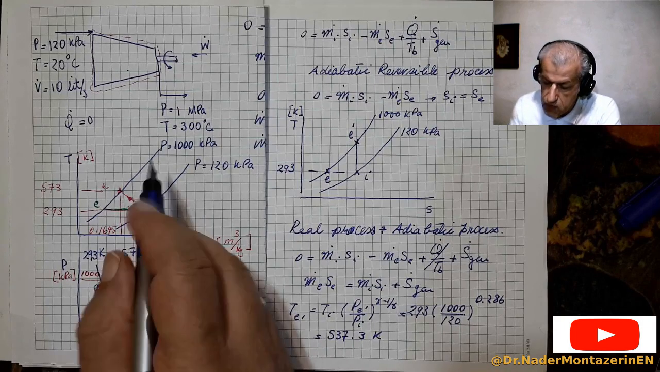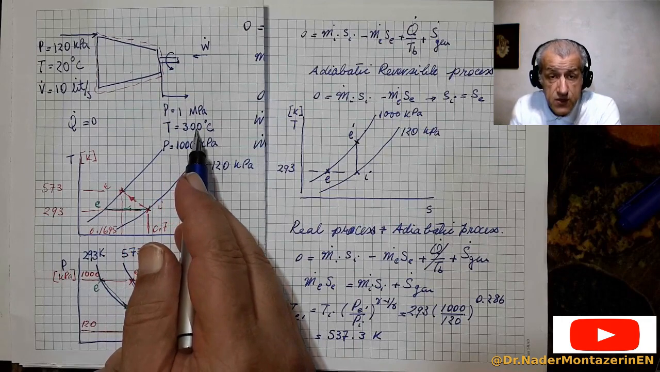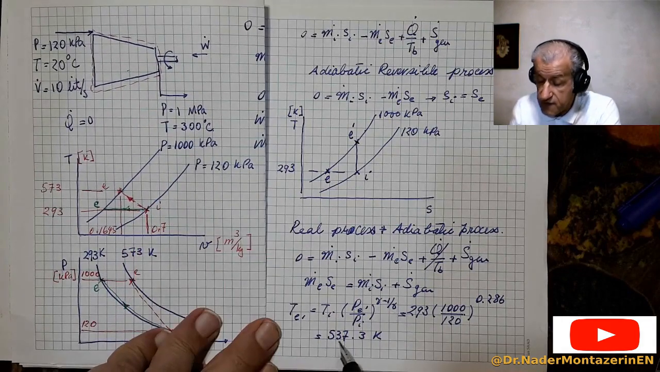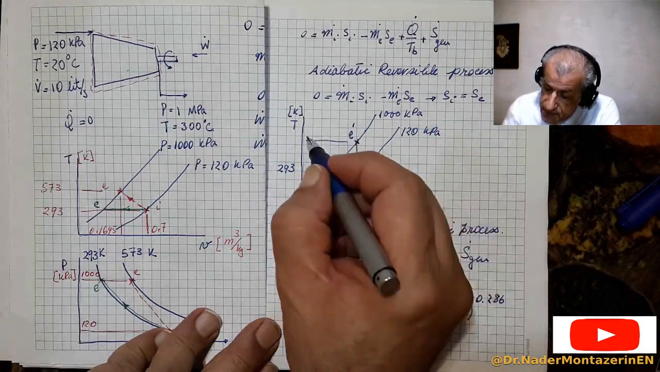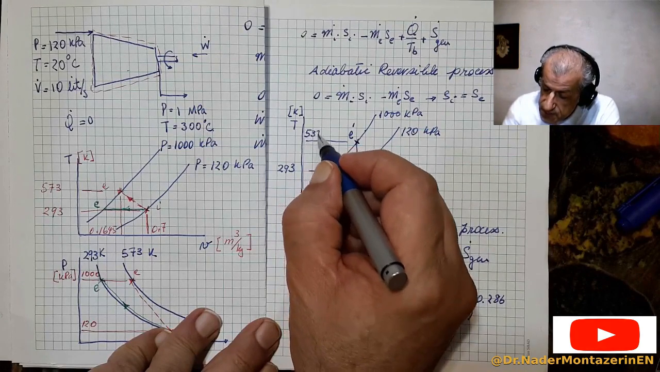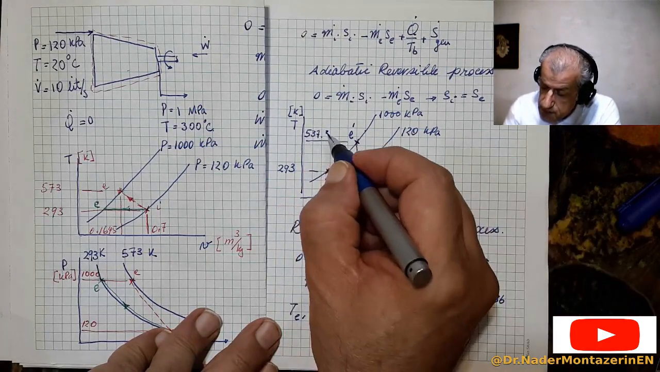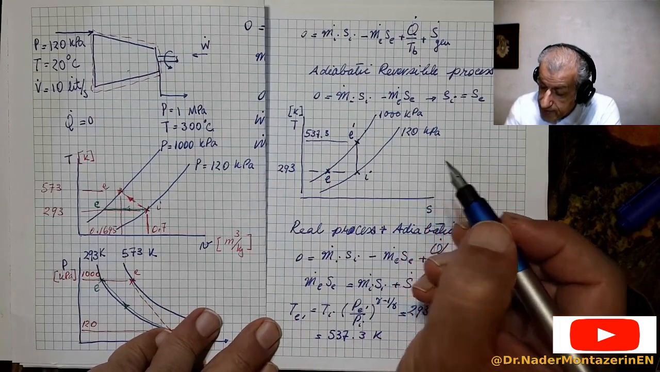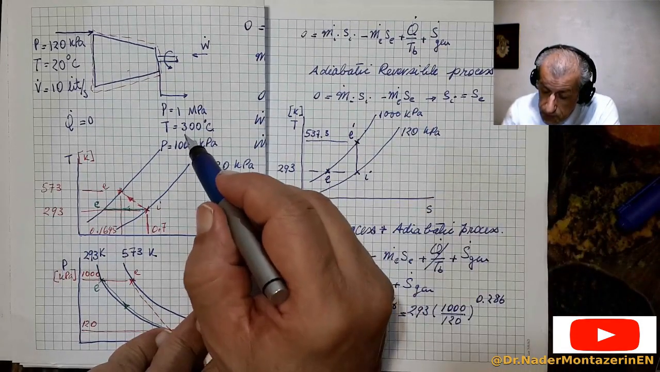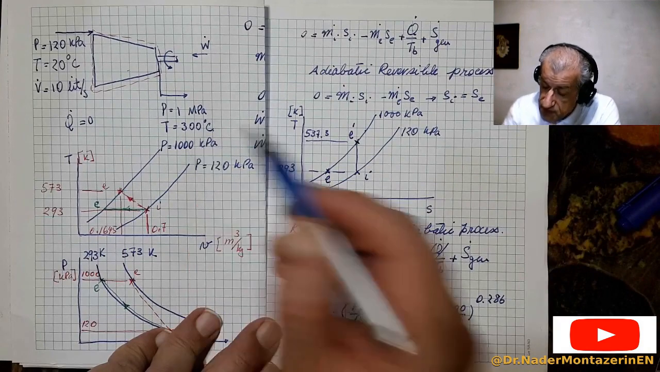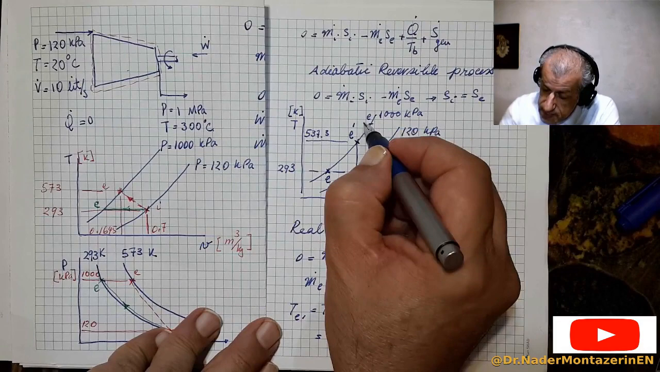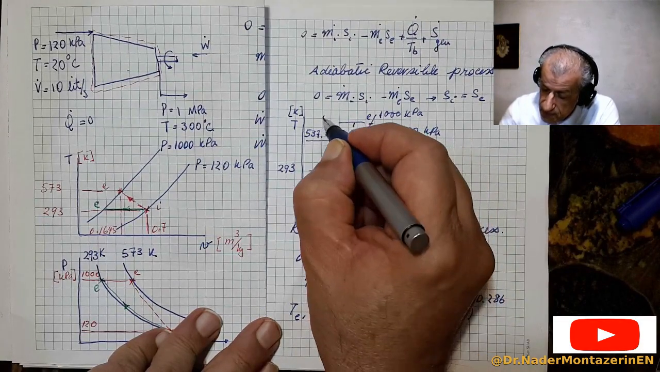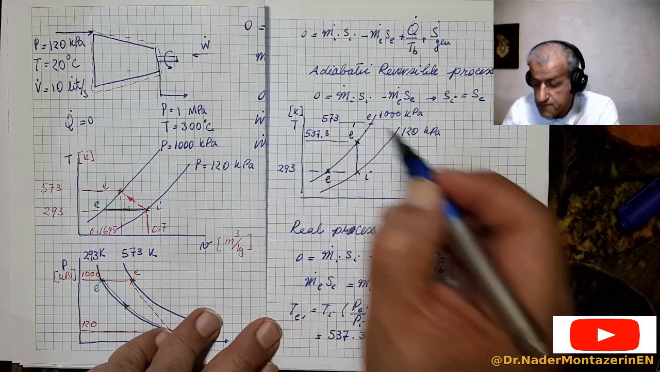You see, this value was 573, and this is 537. So it means that the temperature here is 537.3, and the temperature for our point is 573. So this would be point E, and its temperature is 573 Kelvin.